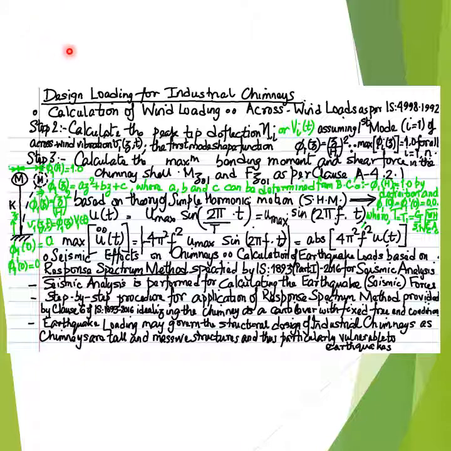Therefore, step 1 of the simplified procedure that is provided by IS 4998 Part 1 for calculations of crosswind loading is a crucial step in determining whether the crosswind loads are critical in the structural design of the industrial chimneys.